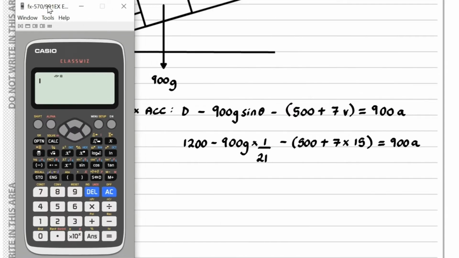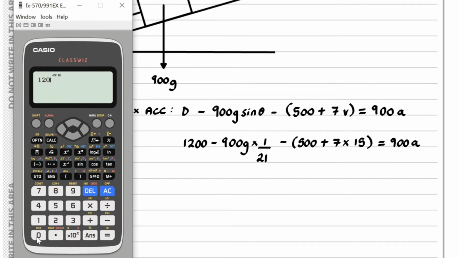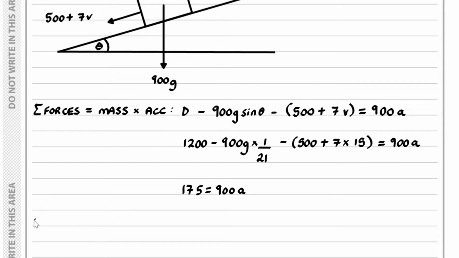So if we tidy up the left hand side, we have 1,200 minus 900 times 9.8 times 1 over 21 minus 500 minus 7 times 15. It turns out we get 175 equals 900a. So if I divide this by 900, I get 0.194 for the acceleration. So the acceleration is equal to 0.194 meters per second squared, given to three significant figures.